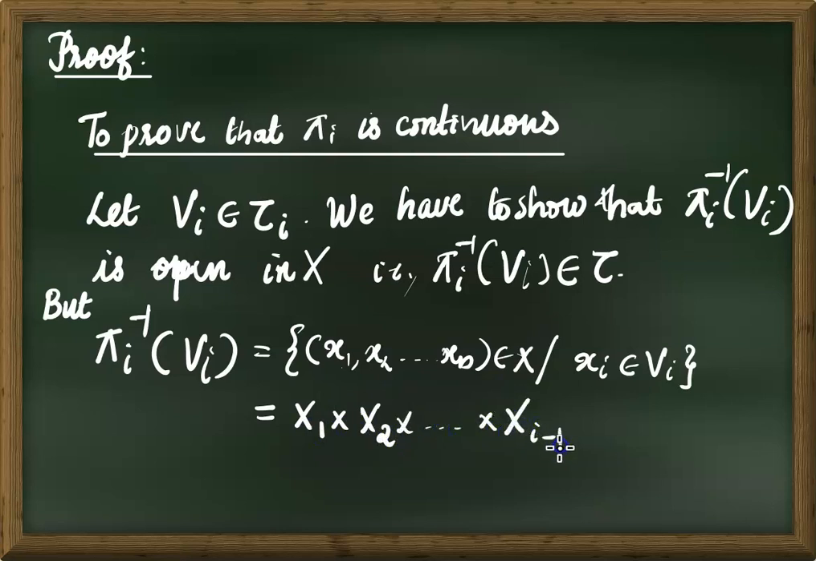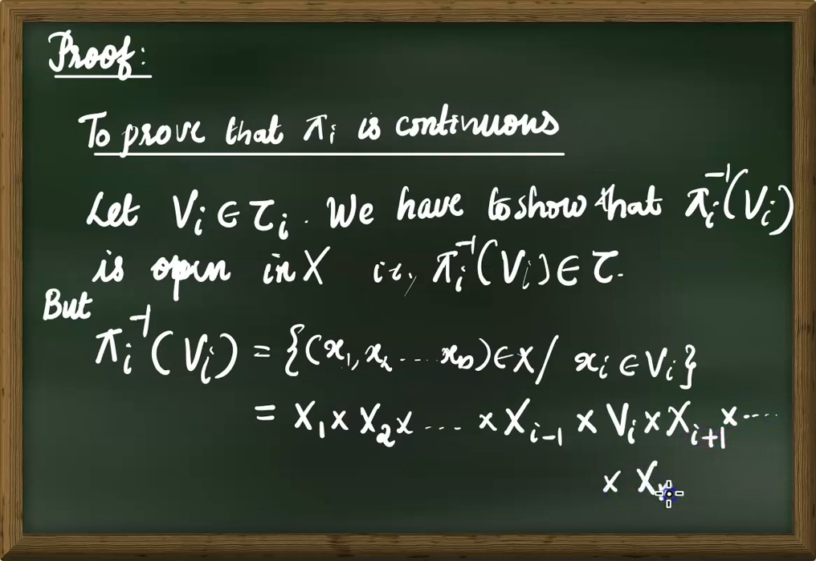The (i−1)th coordinate of these n-tuples can be any member of X_{i−1}. So we write X_{i−1} here. But the ith coordinate should be from V_i. Hence, V_i cross. Similarly, the (i+1)th coordinate can be any member of X_{i+1}. There are no other constraints. So, this is equal to X_{i+1} cross etc.